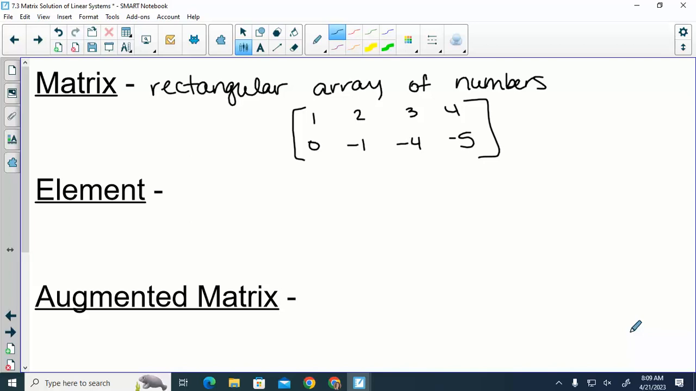So in a matrix, you don't have any variables, you just have numbers. And these numbers are set up in rows and columns. When I talk about an element, each of these numbers is an element. Okay, so if I talked about that matrix I just created, how many elements are there? 8 total.